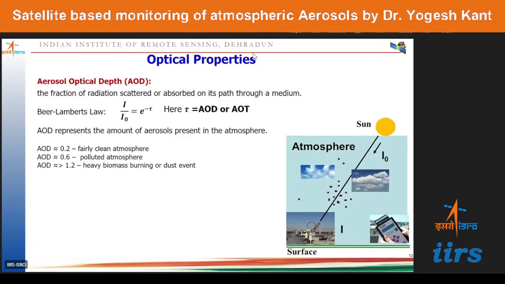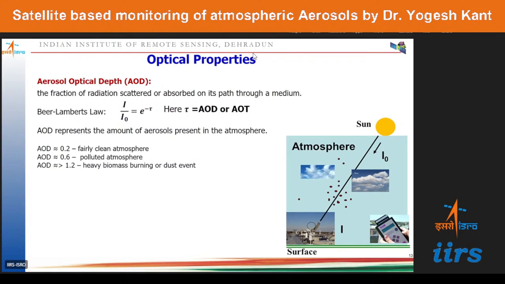Now, the optical properties. In the optical properties, we have the aerosol optical depth. Aerosol optical depth relates to the scattering and absorption of solar radiation, which is dependent on the wavelength, and which is intrinsic to aerosol radiative forcing. This is one of the aerosol optical properties, that is, aerosol optical depth.